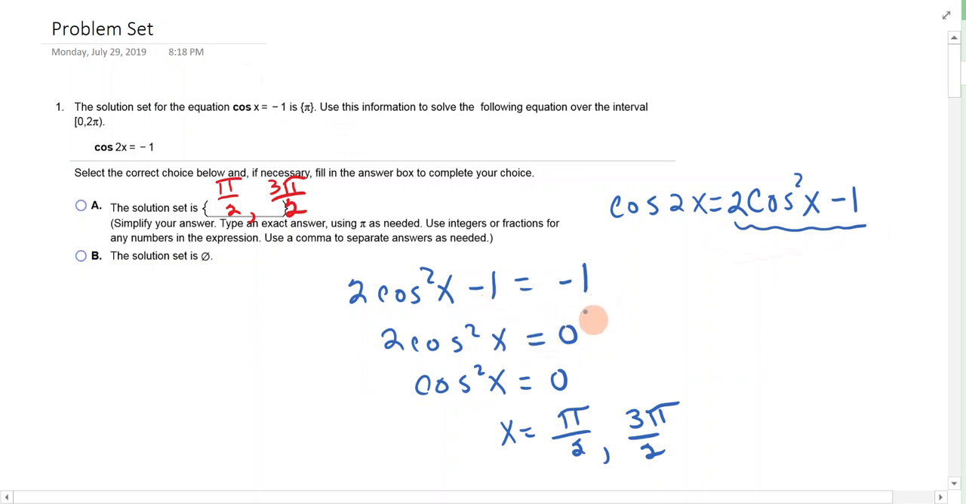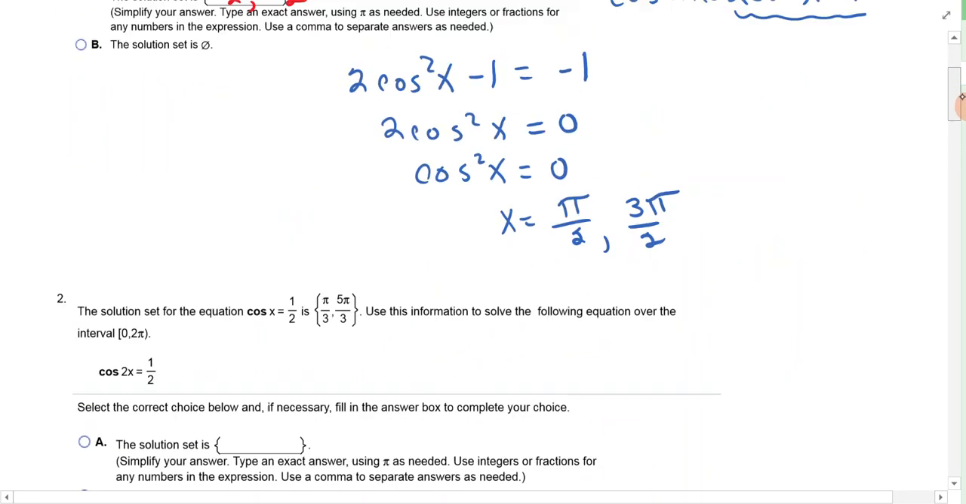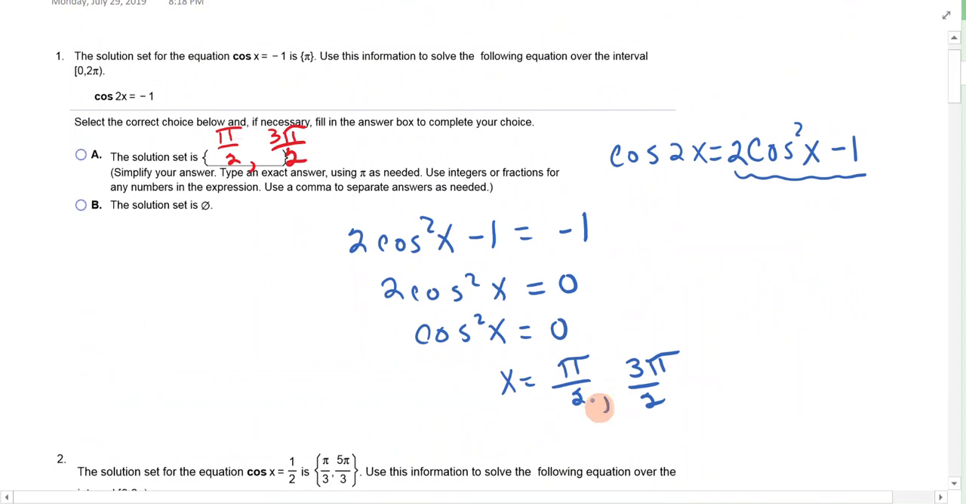So I substitute that in for that equaling negative 1. Add 1 over here, I've got 0. Divide by 2, I've got cosine squared is 0. There are 2 places where cosine is 0, and that would be pi over 2 and 3 pi over 2. And so that would be our answer. So we didn't have to do much with that. We are going to use this, and I think that should make sense.